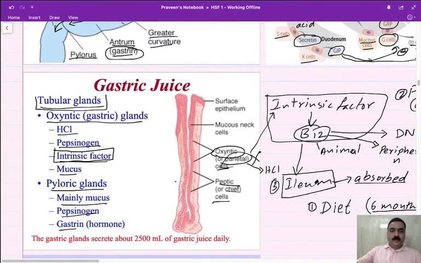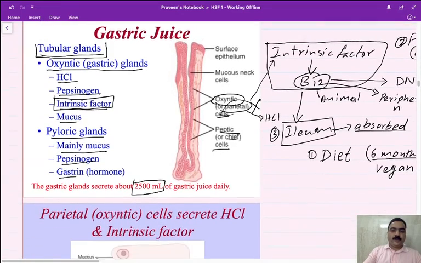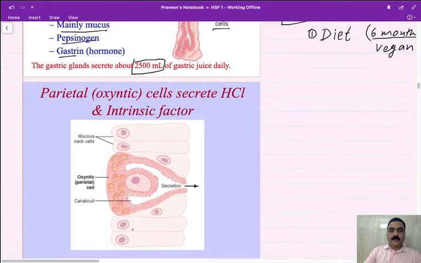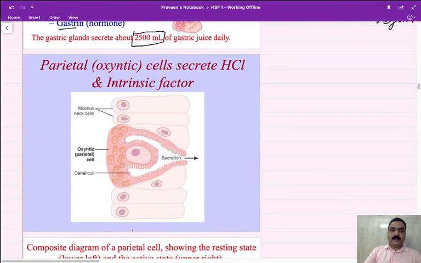So let's move forward. Gastric glands secrete about 2500 ml of gastric juice in a day. Okay, so that is an approximate amount of gastric juice that is produced in a day. Now let us discuss a little more detail about the parietal cell. The parietal cell secretes HCl and the intrinsic factor.